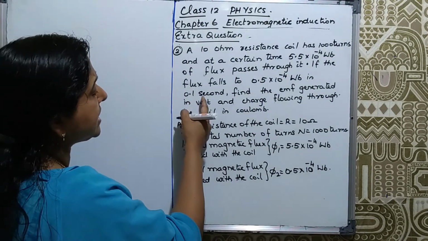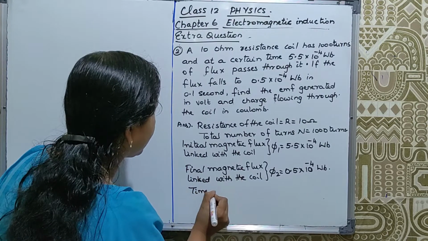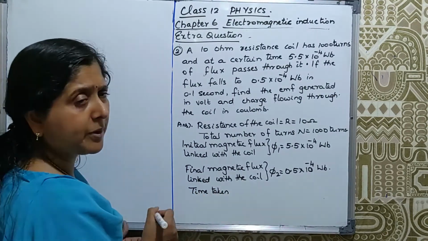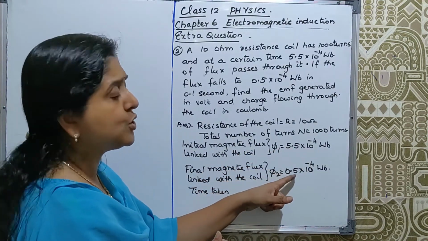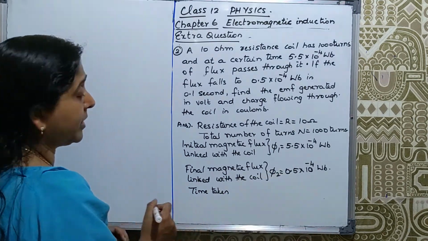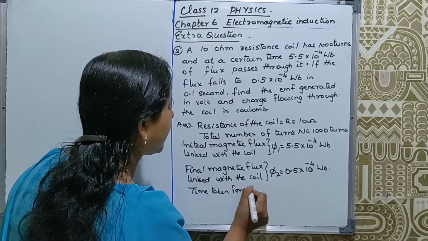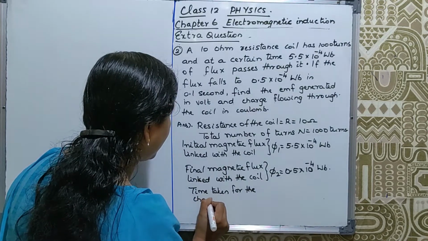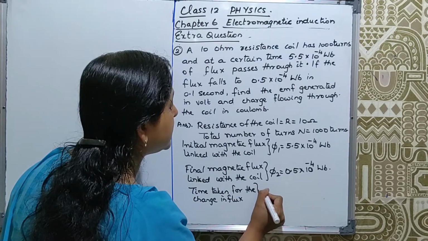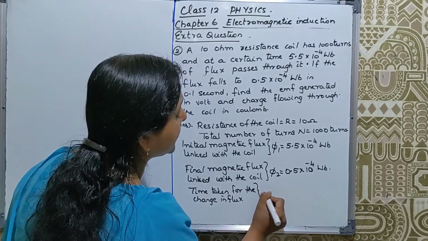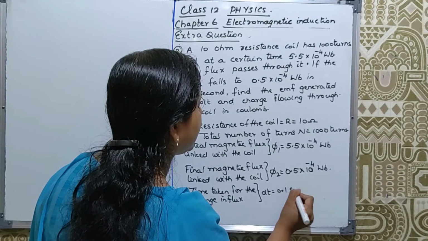Now, in how much second? In 0.1 second, time taken. For what purpose? For changing the flux 5.5 into 10 raised to minus 4 Weber to 0.5 into 10 raised to minus 4 Weber. That means time taken for the change in flux, that is dt. dt equal to 0.1 second.